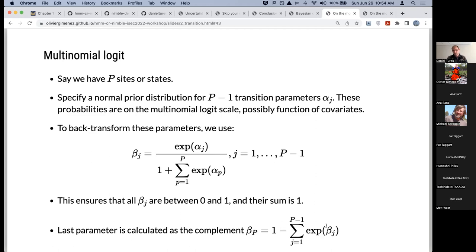covariates into this. And the priors for the alphas, you can actually put regression terms in these right here and incorporate site-specific covariates if you do it in this manner, which you can't easily do with the Dirichlet prior distribution. So this is an alternate way of doing it.